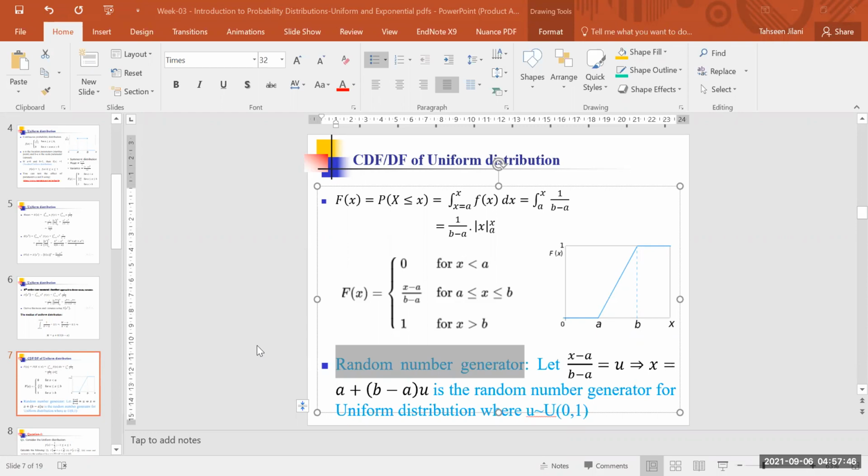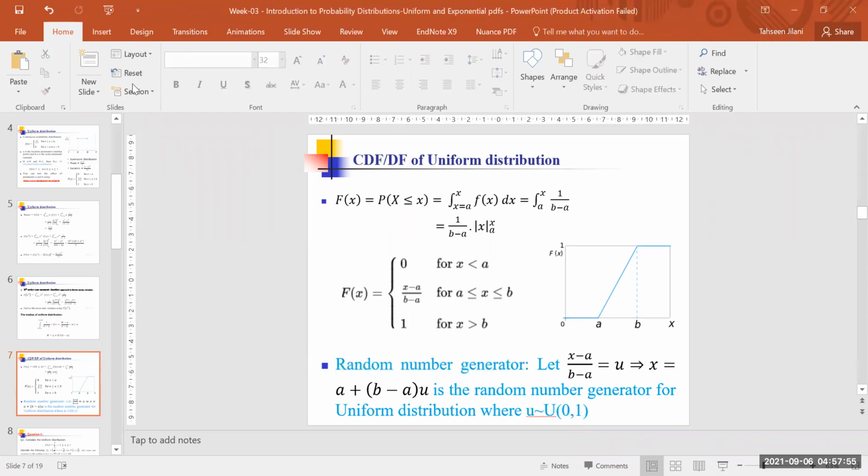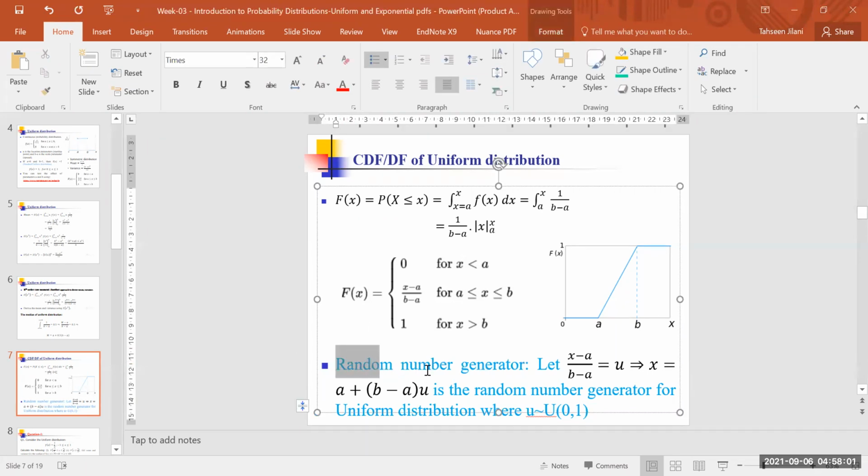And sometimes you want to have different answers in video games. For example, you want to play a video game and you want a different configuration of the enemies and friends every time. So we use random number generators. The fundamental concept of random number generators comes from uniform distribution. You know, this is the CDF.